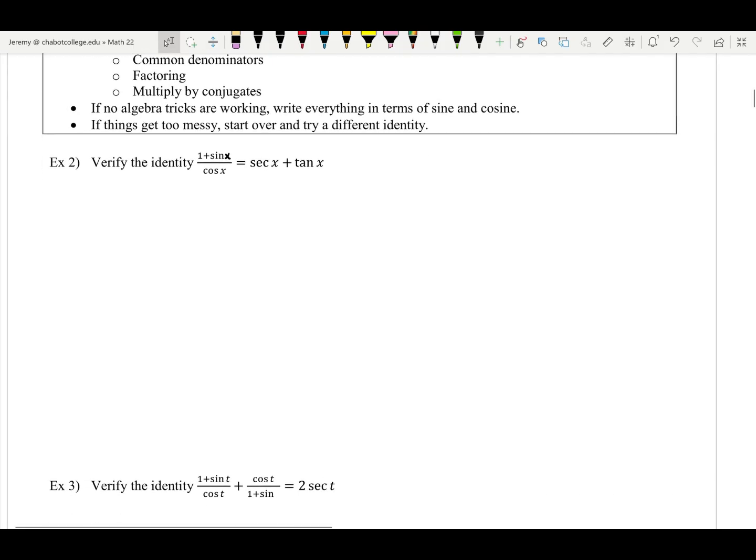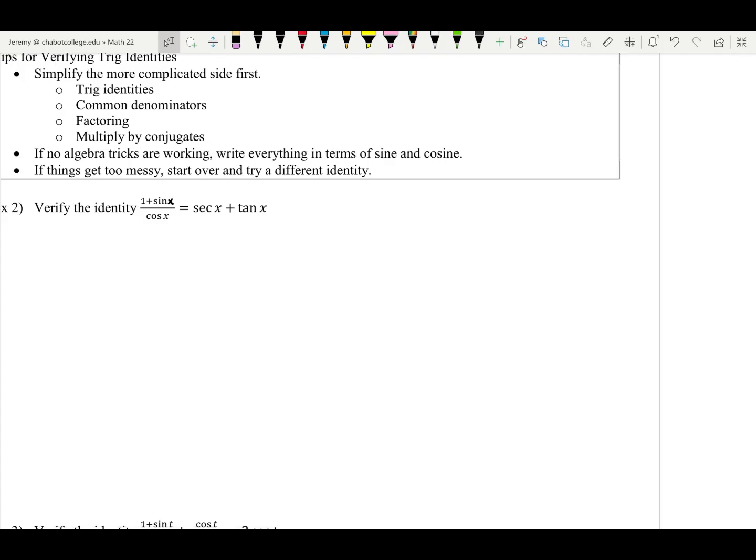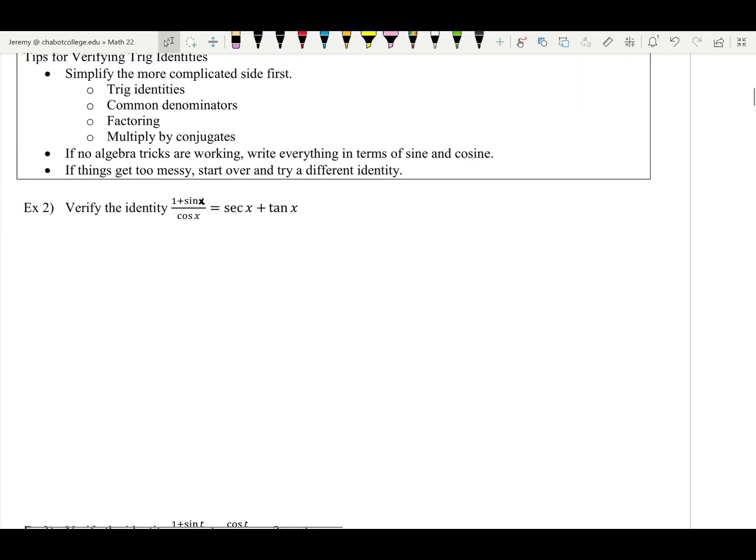Okay, so let's look at example 2. Let's try this one out. We want to verify this identity. So let's maybe start with the messier side, whichever we decide that might be. Maybe you don't like the look of the secant and the tangent here. Maybe let's try and put that in terms of sine and cosine and see what happens. So the way I might start this is, let's start with the right-hand side.